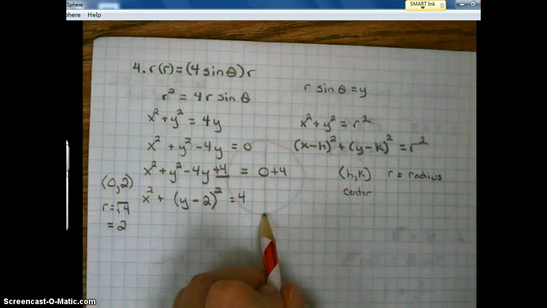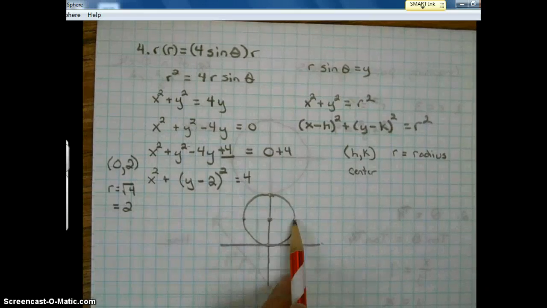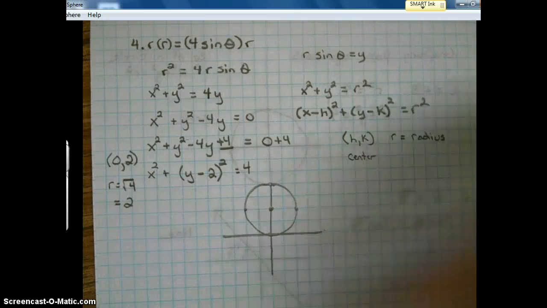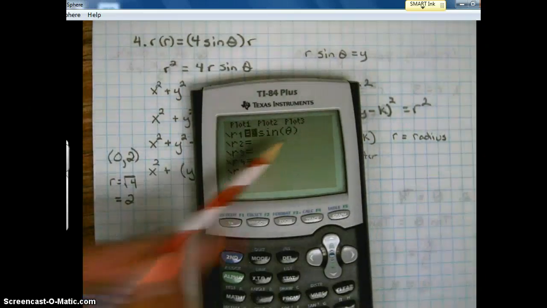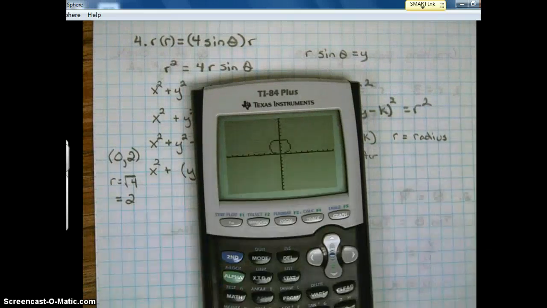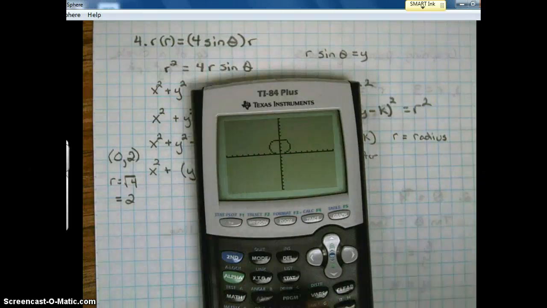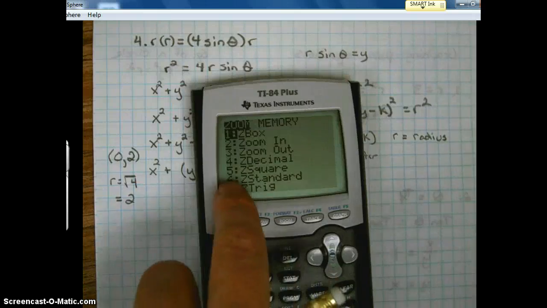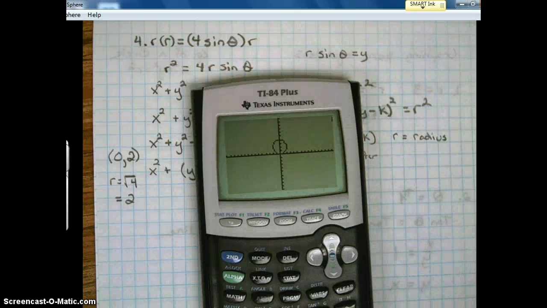So graphing it, okay, centered at 0, 2. 2 is the radius, so 2 in each direction. And we could just test this out. Notice 4 times the sine of theta. If we graph it, we get our circle. It looks kind of weird because the screen is not square, it's rectangular. So to change it to a square screen, we go to zoom, and we do 5 for square. So 5, and now it looks more like a circle.